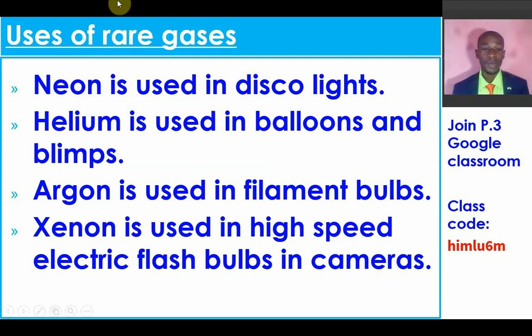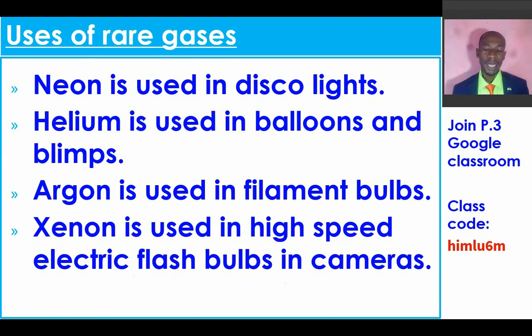Another one is argon, which is used in filament bulbs. We have filament bulbs, and once this argon is over, the bulb stops giving light. It blows. Lastly is xenon, which is used in high-speed electric flash bulbs in cameras.